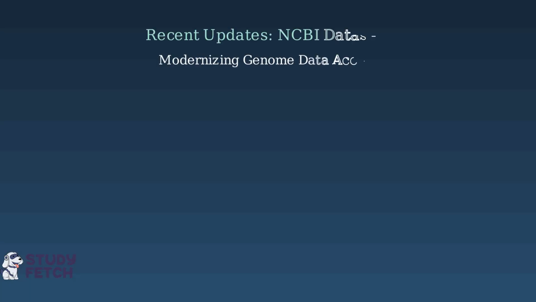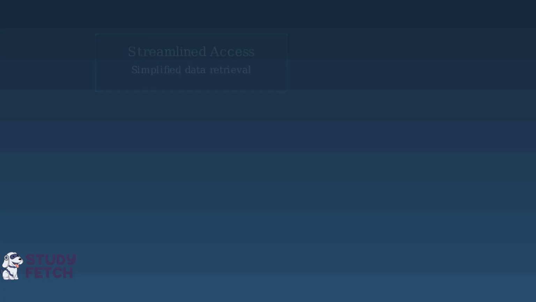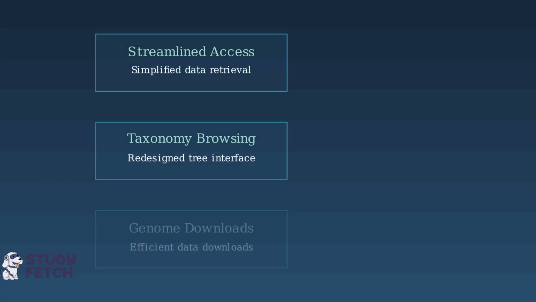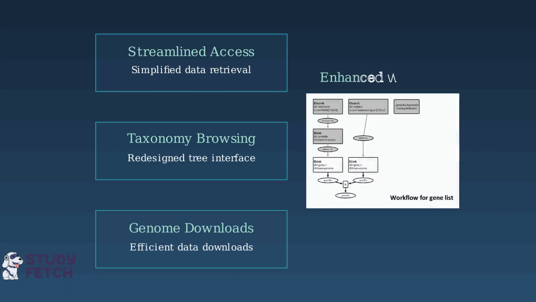NCBI datasets represents a major modernization in how researchers access genomic data. NCBI datasets provides three key improvements: streamlined access to genomic data, an enhanced taxonomy browsing experience, and more efficient genome downloads. The platform introduces enhanced workflows for generating gene lists, combining structure and OMIM database searches through streamlined E-Link processes.